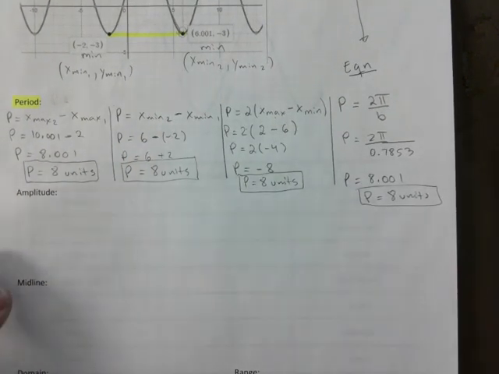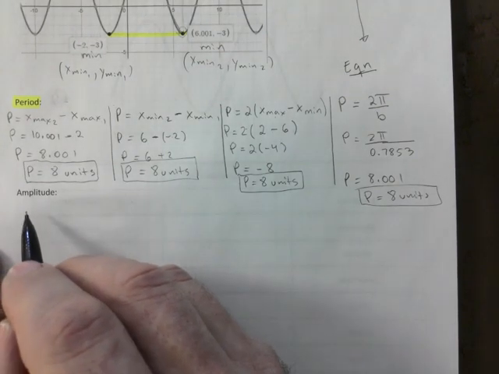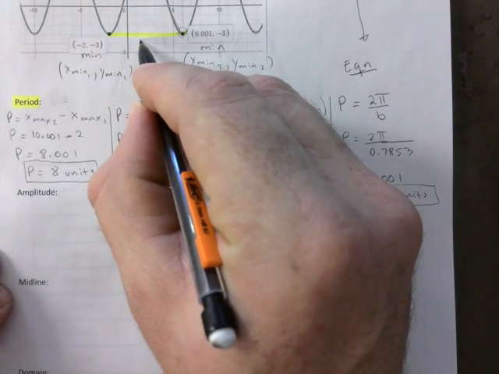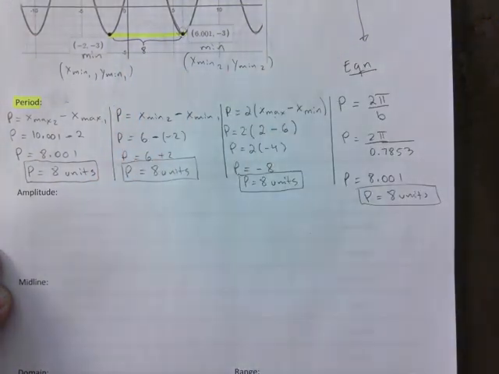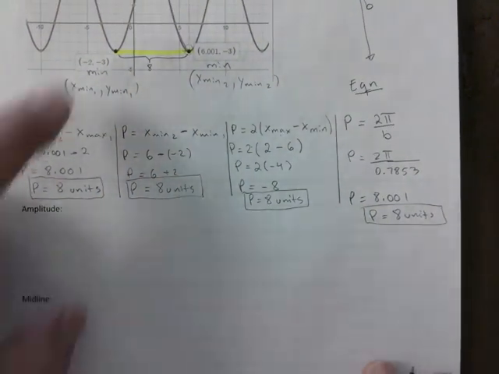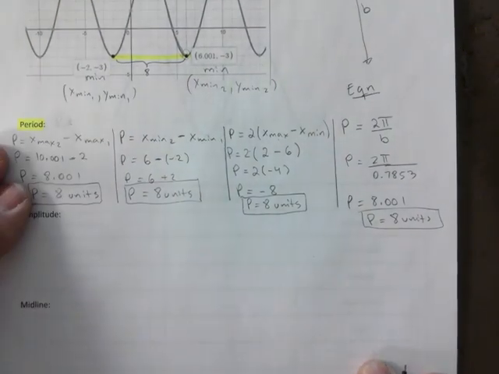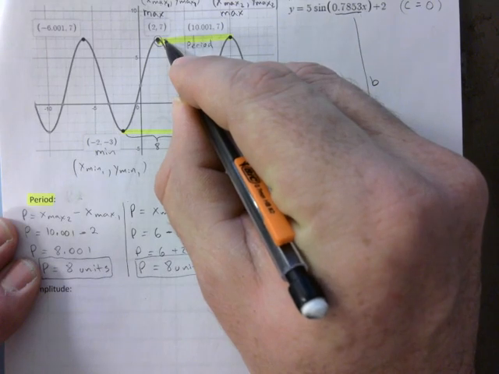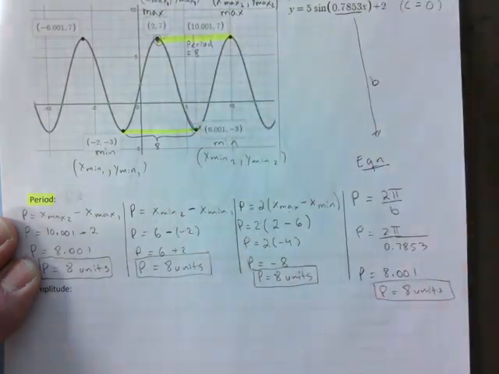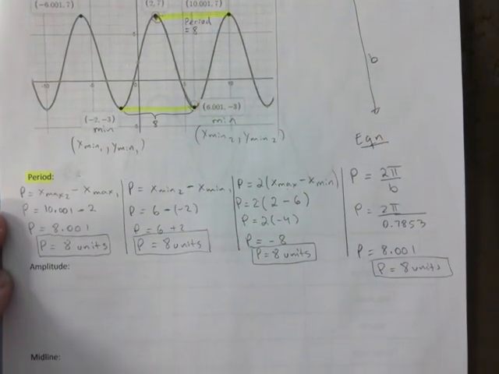What's amplitude? Amplitude, let's just put down 8 units here. 8, right? We figured out that from low to low or from high to high, it's 8. Right? If you want to put 8 down, period is 8 right there. So you have that figured out.